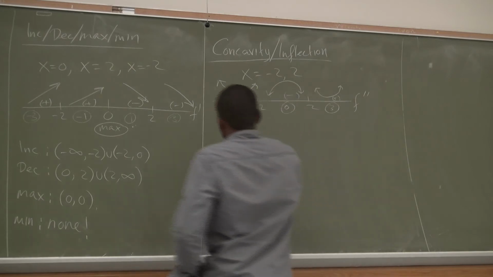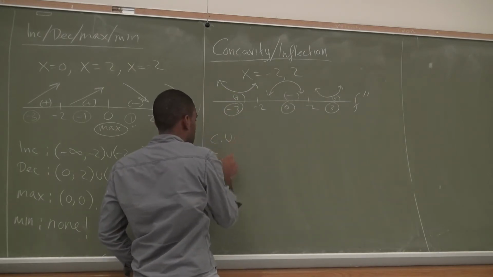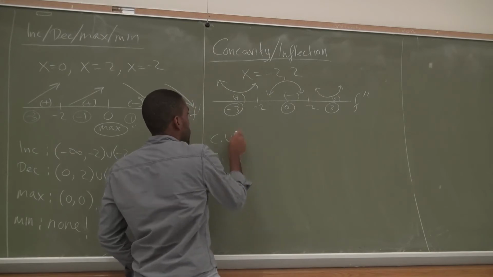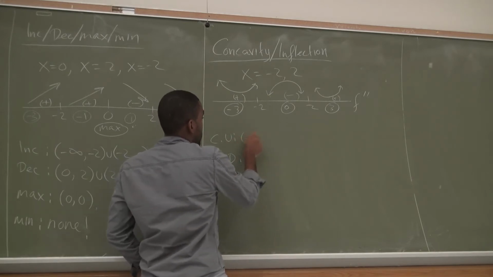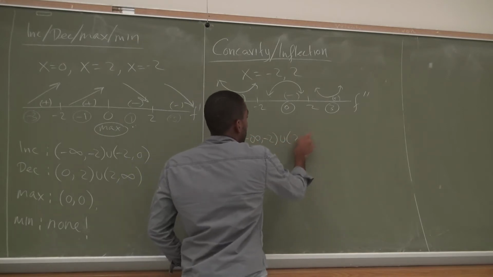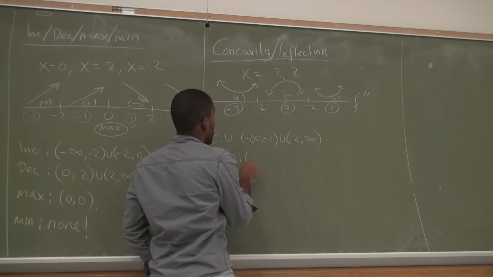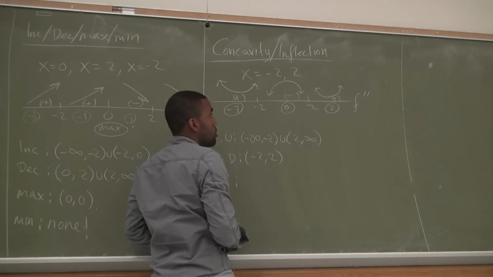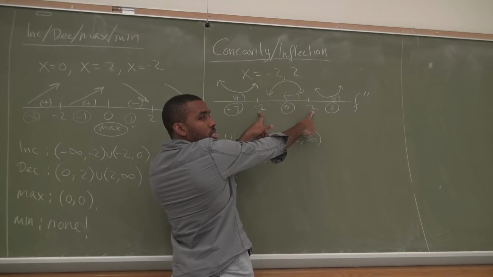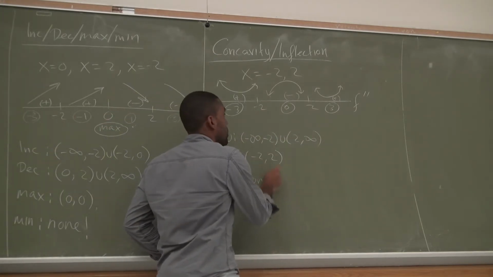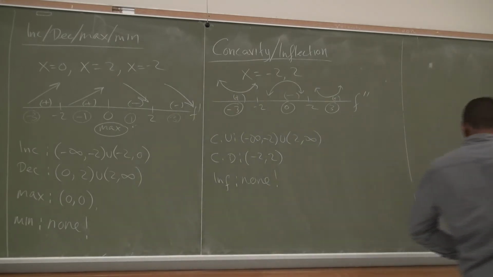Okay, so now we have concave up, concave down, inflection points. So I'm concave up on minus infinity to minus 2, and minus 2 to infinity. I am concave down on minus 2 to 2. Do I have an inflection point? No, because the only possible candidates for inflections are not in the domain, so there's no inflection point. And now with that, we can sketch the graph.